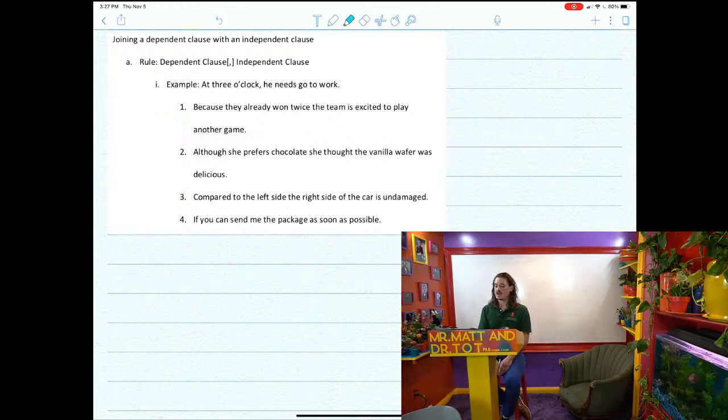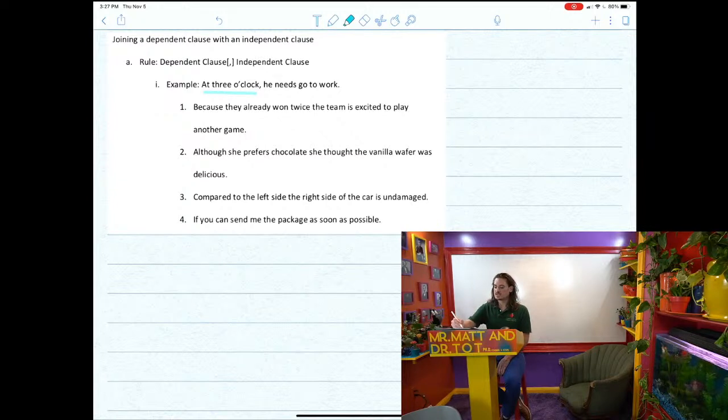So for example, at 3 o'clock, comma, he needs to go to work. At 3 o'clock is a dependent clause. If somebody came up to you and said at 3 o'clock, do you know the complete thought unit that they're trying to express? No, it's missing information, right?